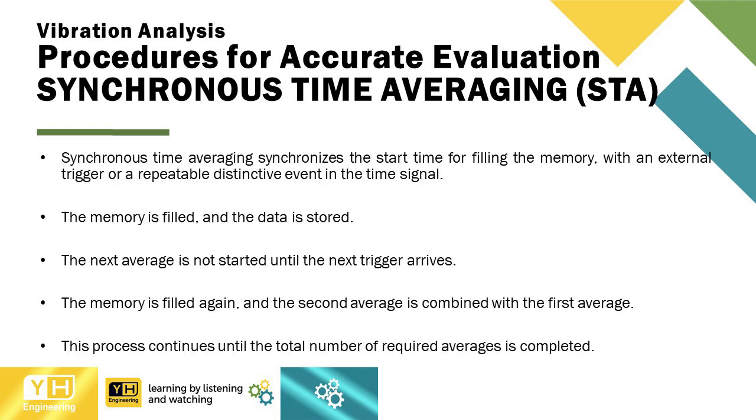Synchronous time averaging synchronizes the start time for filling the memory with an external trigger or a repeatable distinctive event in the time signal. The memory is filled, and the data is stored. The next average is not started until the next trigger arrives. The memory is filled again, and the second average is combined with the first average. This process continues until the total number of required averages is completed.